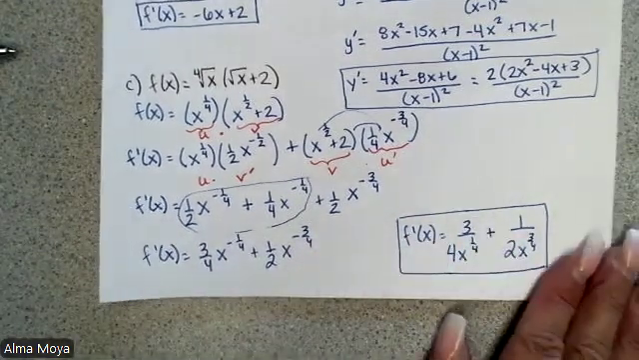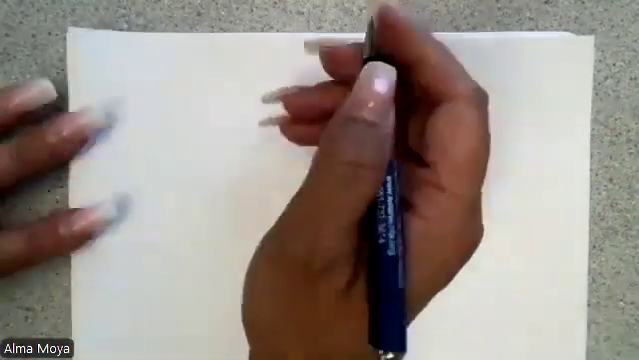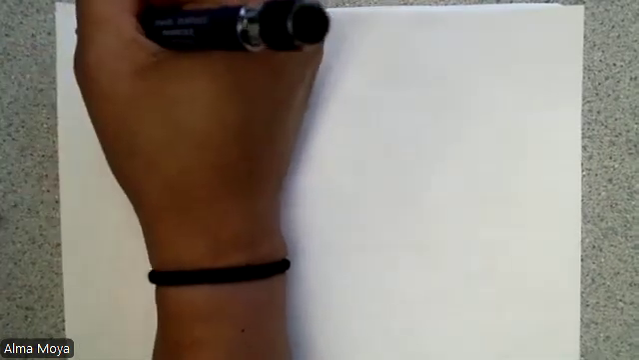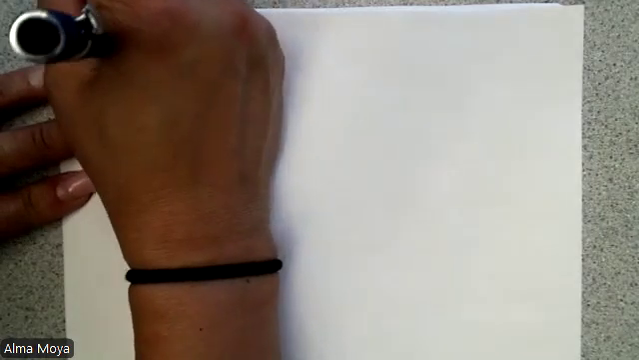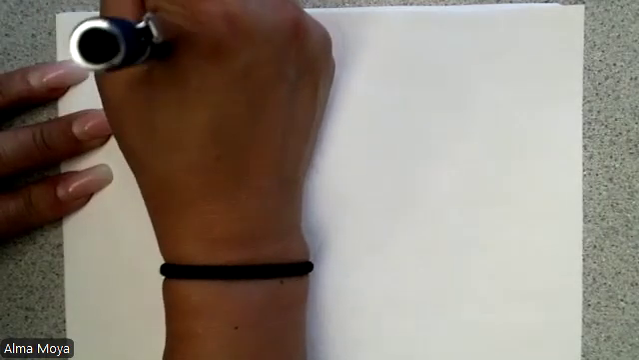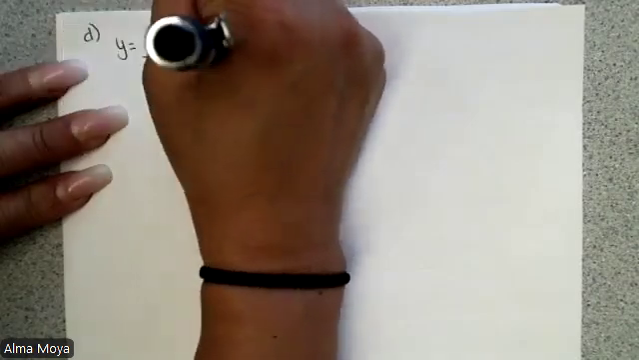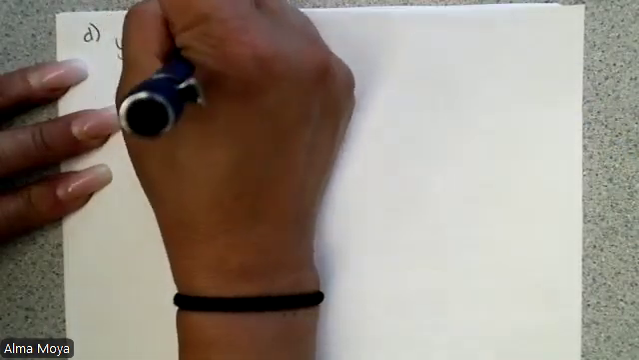Let's go ahead and do another example. We're going to do a quotient. So this one is going to be a lot of fun, I promise. We have y equals 3 minus 1 over x, all divided by x plus 5.